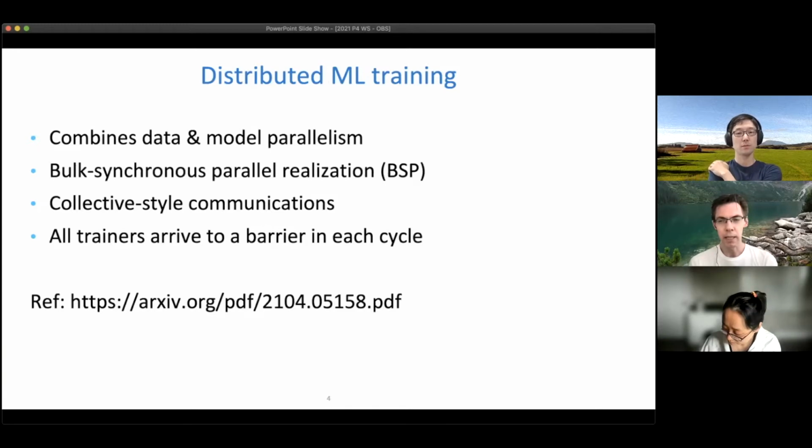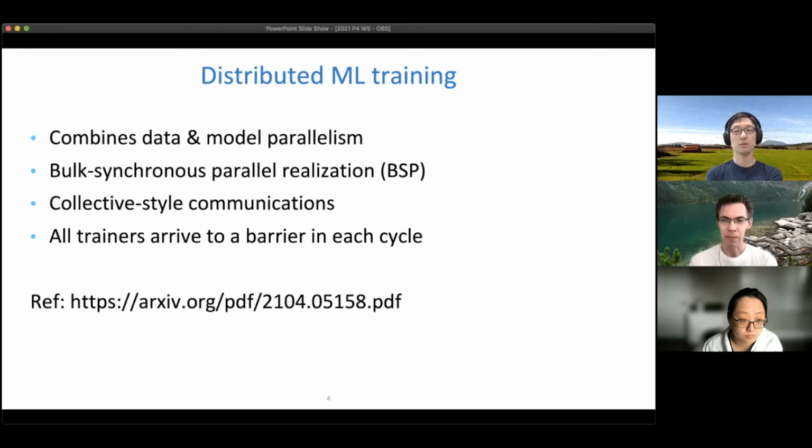Just a few details on distributed ML training. I won't go much into detail about how things work because there are lots of papers out there. But in our case, the models that we employ combine both data and model parallelism, which means the trainers have to pass lots of data between them and at the same time ingest a steady feed of examples. What we use for training is an instantiation of the bulk synchronous parallel model, or BSP, which is well known in the community as the model for parallel computations.